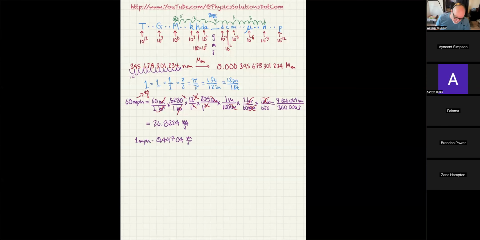And if you looked it up in the book, you'd probably find 1 mile per hour is equal to 0.447 meters per second. And that's close enough. That gets you three sig figs. Anybody have any questions on that?